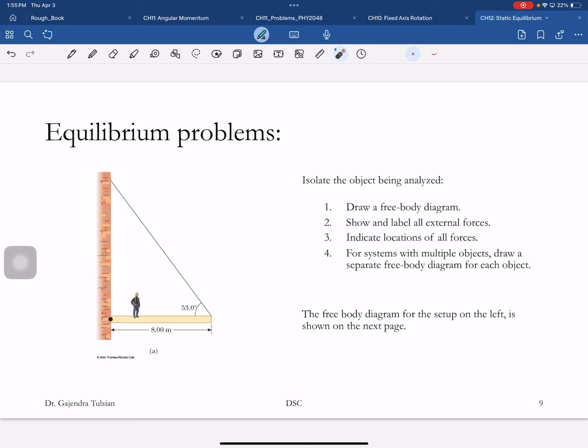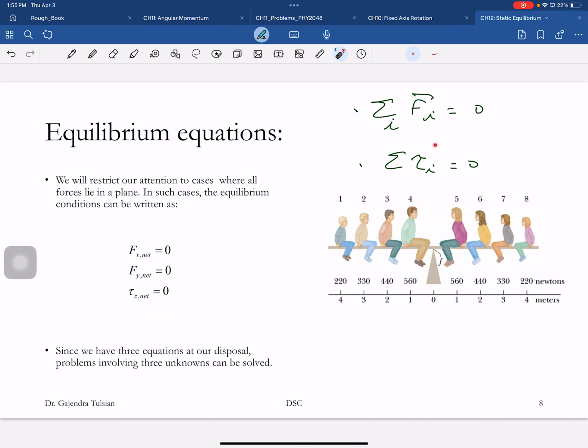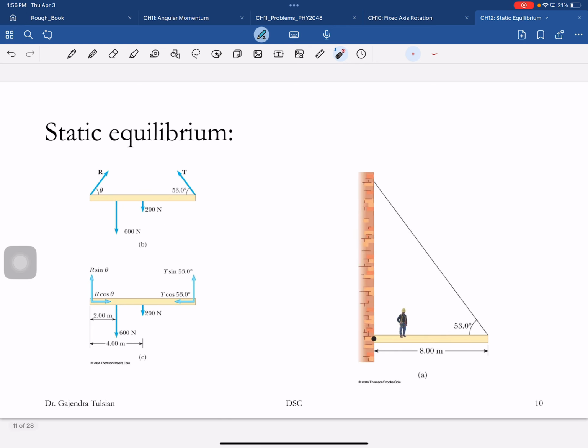No matter where this guy is, you want this beam to be in static equilibrium. So you want to look at all the forces acting on the beam and make sure these two conditions, these two equations, are satisfied. We'll draw a free body diagram, which shows just the essential things: whatever object you're analyzing. Let's say you're analyzing this beam. You'll show just the beam and the forces acting on the beam. So here is the beam.